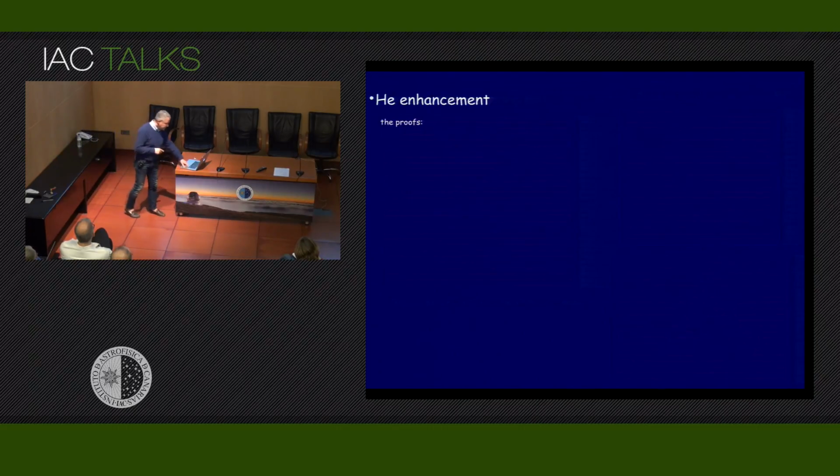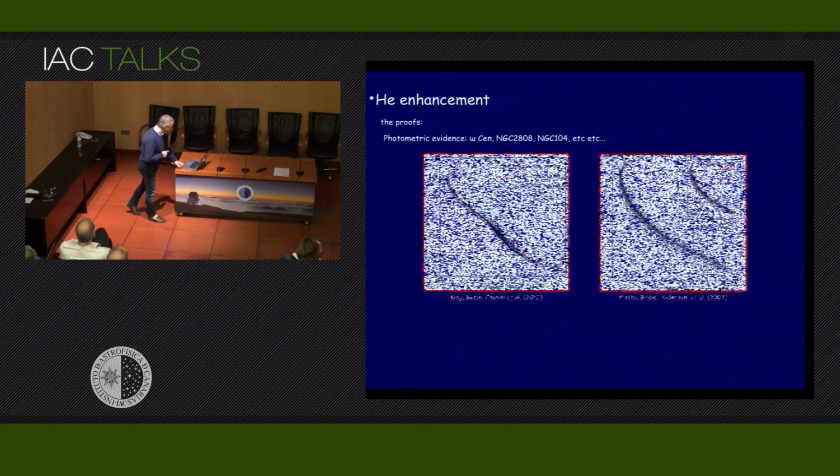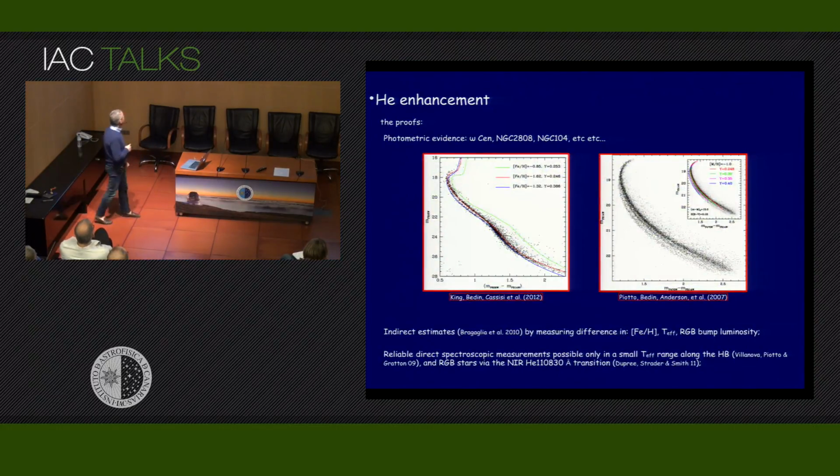But for our purpose, the most evident and important property of multiple populations in globular clusters is the helium enhancement. The proof of helium enhancement was mainly collected from photometry. This is the famous bimodality in the main sequence, the splitting in the globular cluster Omega Centauri. There is a blue and a red main sequence, and there is a difference in helium between the blue and red main sequence stars of the order of 0.4. That is a huge amount. And this is the triple main sequence observed in 2808.